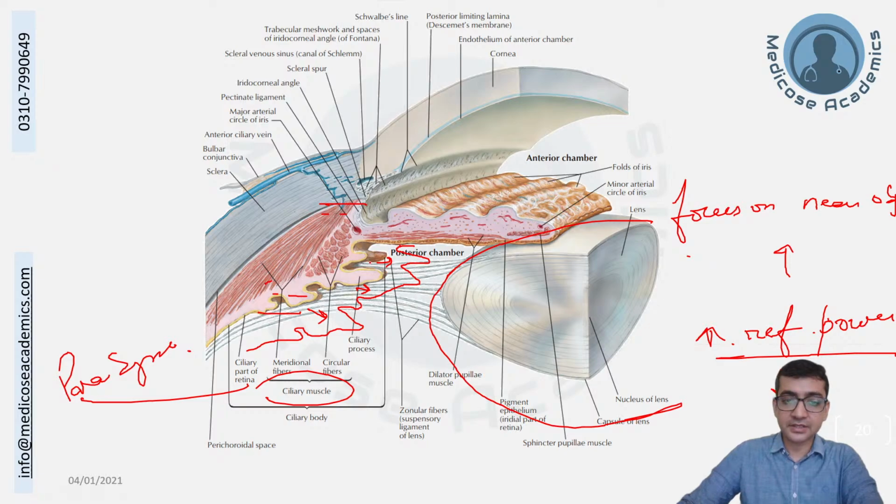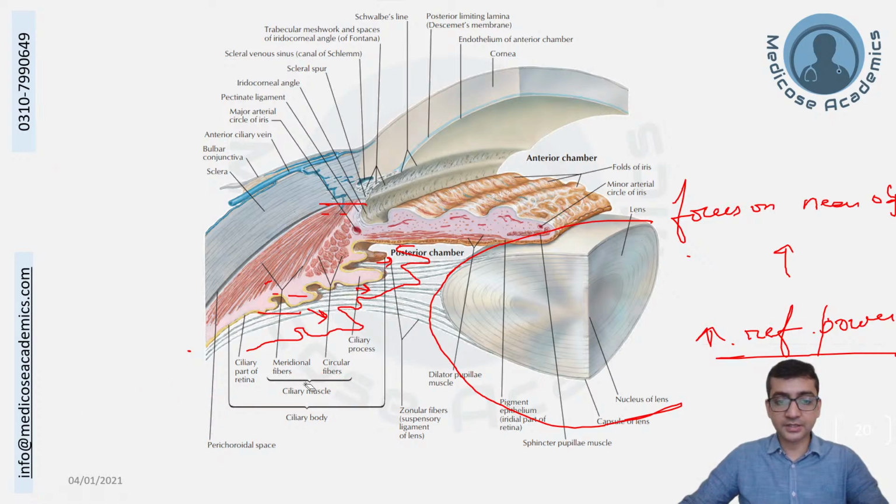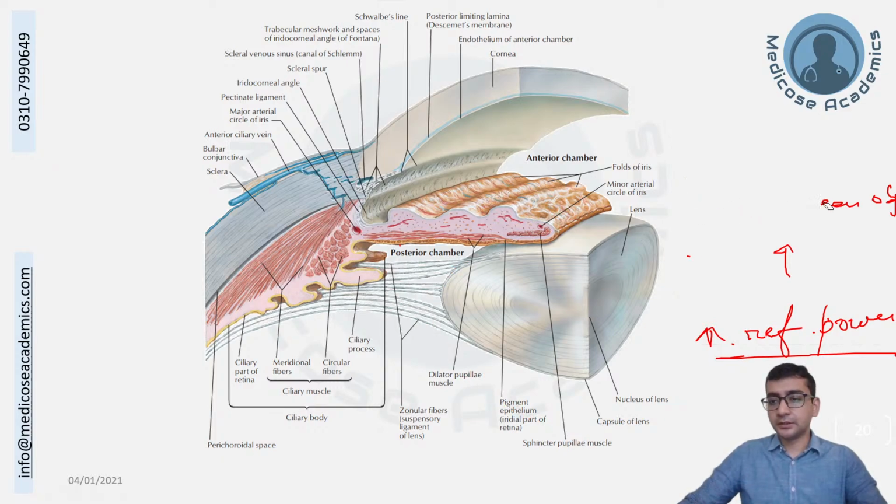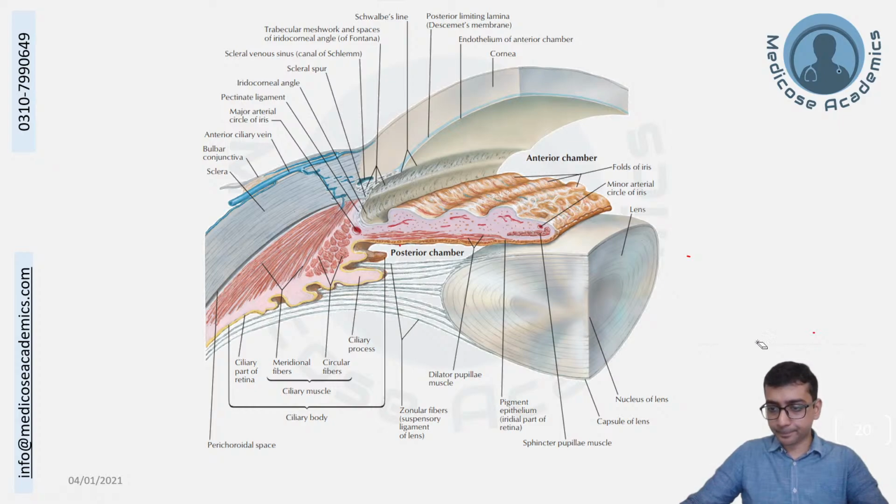Second, the ciliary body is important in the production of the aqueous humor that will fill the anterior and posterior chambers of the eye, the aqueous chamber of the eye. So this is about the ciliary muscles. There is no big difference between the functioning of the meridional and radial fibers and the circular fibers. They are ultimately all doing the same role.